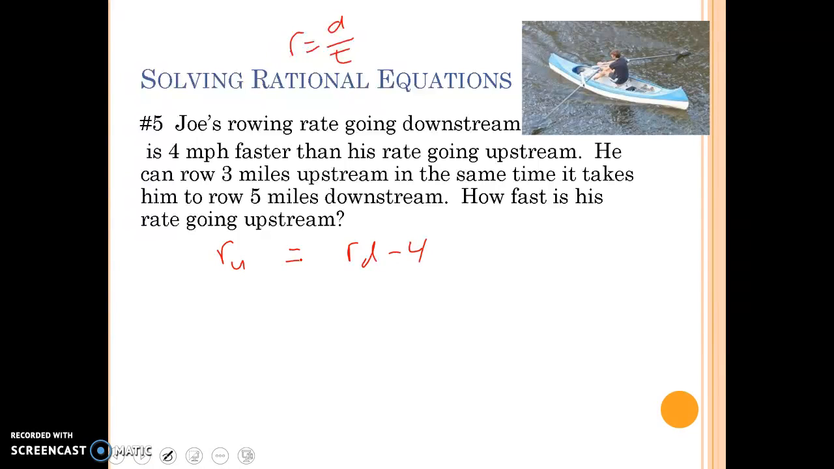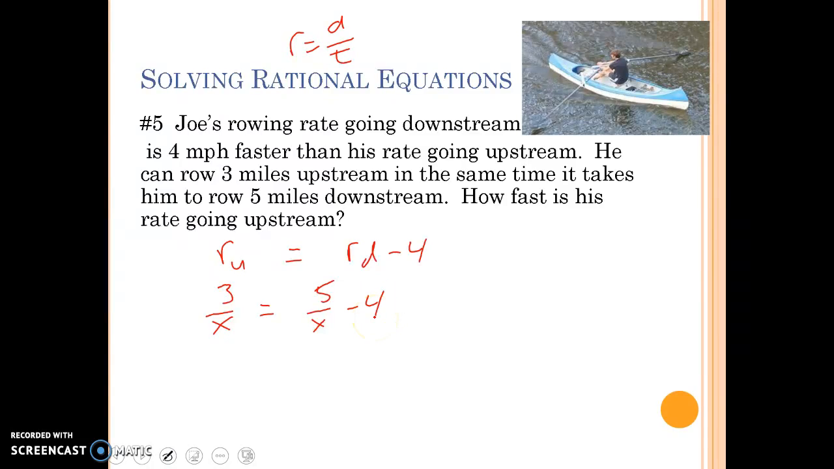Well, now I'm going to substitute things that I know. His rate going upstream, it says that he can go 3 miles upstream in the same time it takes him to go 5 miles downstream. So his rate going upstream, his distance is 3 miles in a certain amount of time. His rate going downstream would be 5 miles in the same amount of time, minus the 4. And that's how I would set this one up.